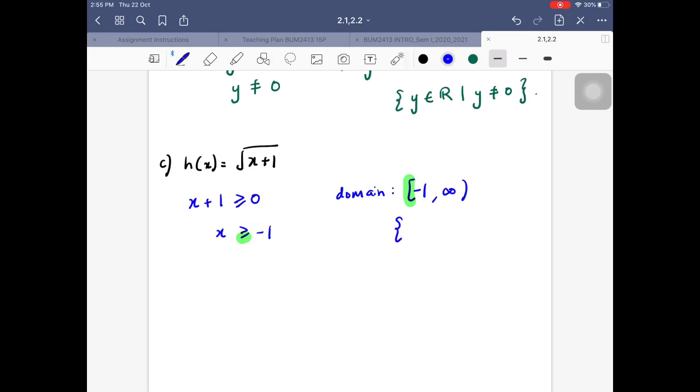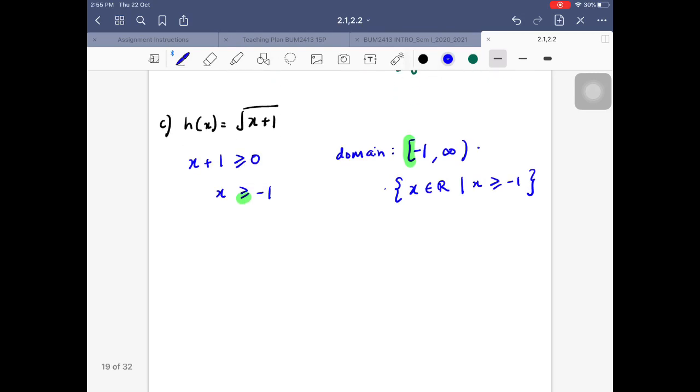Or I can also write that in terms of set notation. You just have to pick one of these. You don't have to write both of them. Just one is enough. So I can write that x is all real numbers such that x is greater than or equal to negative 1. Any of these is going to be perfect for me. Okay, so that is the domain.